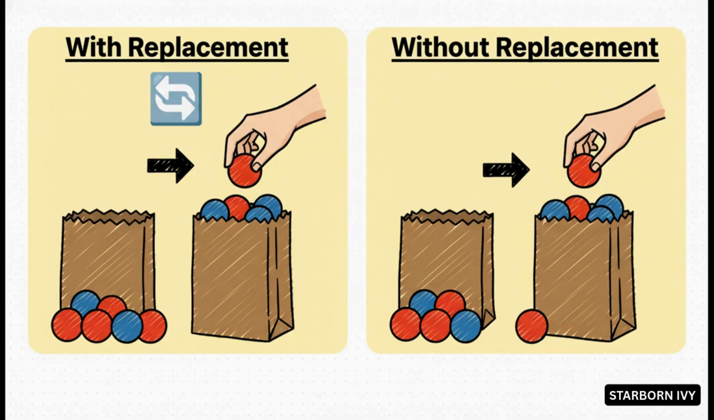With replacement means you pick something and then you put it back. The total stays the same. It's an independent event. But without replacement means you pick it and keep it. The total changes. It's a dependent event. Just those two little words, with or without, change the entire problem.